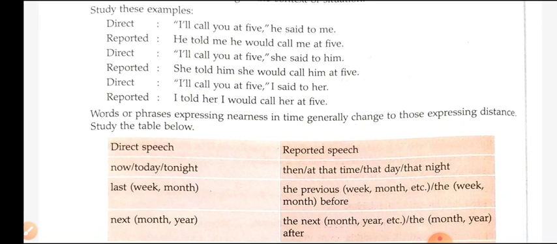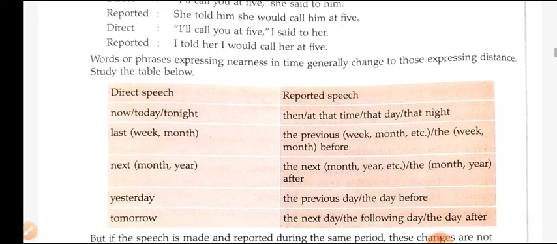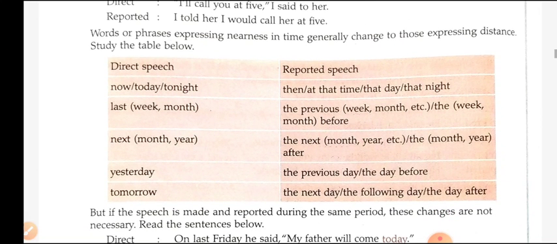Words or phrases expressing nearness in time generally change to those expressing distance. Study the table below. Direct speech, reported speech. Now, today, tonight become then, at that time, that day, that night. Last week, last month become the previous week, the previous month, the week before, the month before.